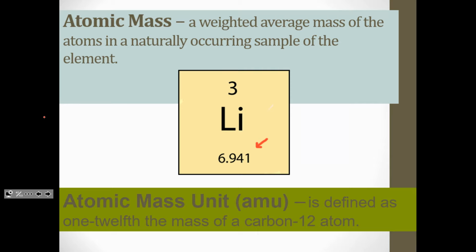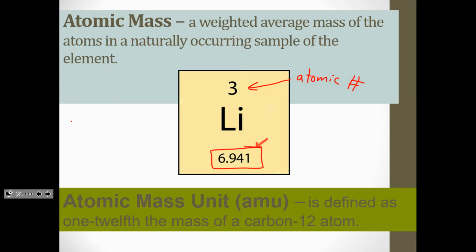So we have lithium. We know lithium is atomic number 3, and yes, this is on top, but we know for sure that the atomic number is always 3 for lithium. This is what we're seeing on the periodic table, something that's not whole.